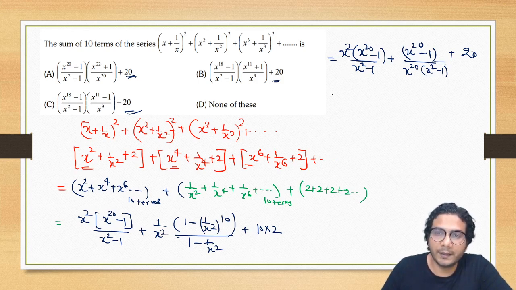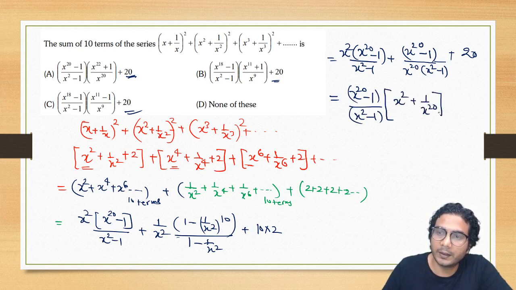Alright, so finally from the first and second term take common whatever you are getting common. So x raised to 20 minus 1 upon x square minus 1 is common. Now it is going to be x square plus 1 upon x raised to 20 plus 20. Now if you take the LCM, it is going to be x raised to 20 minus 1 upon x square minus 1 into x raised to 22 plus 1 divided by x raised to 20.